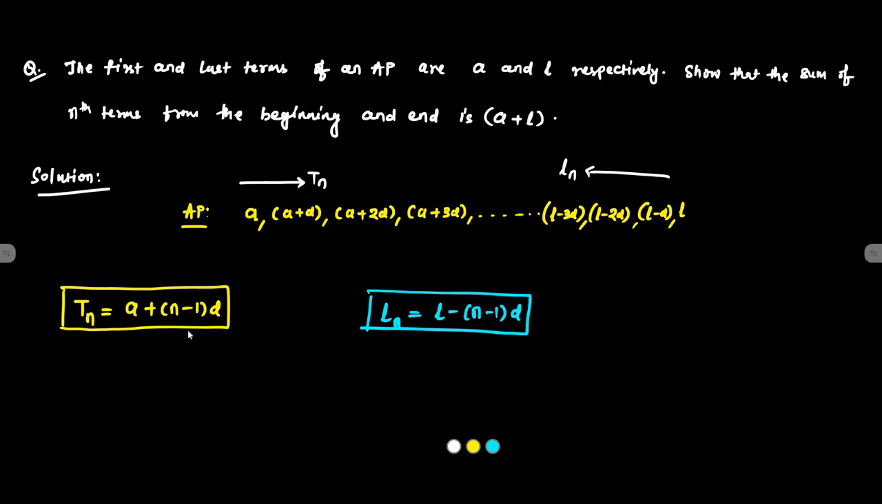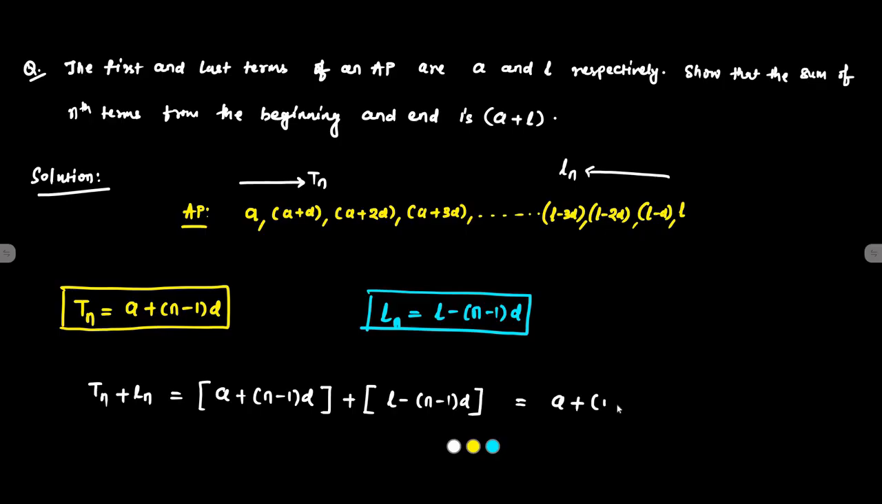Now if we add these two, Tn plus Ln, this is nothing but the sum of the nth terms from the beginning and end. This will be equal to A plus n minus 1 D plus L minus n minus 1 D. The n minus 1 D terms get cancelled, and we have only the remaining terms, A plus L.